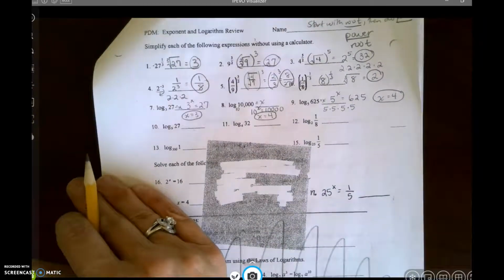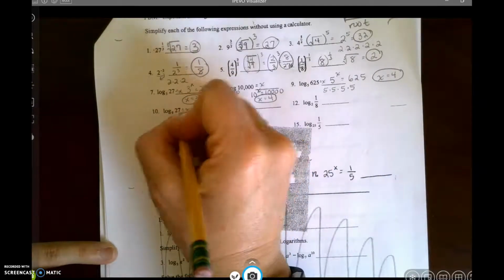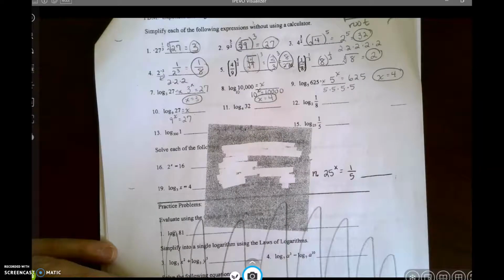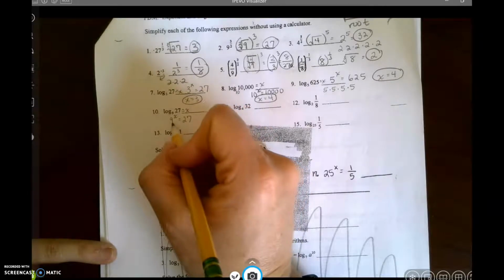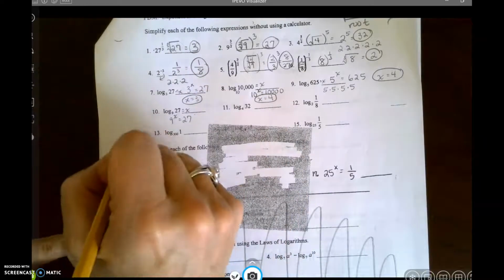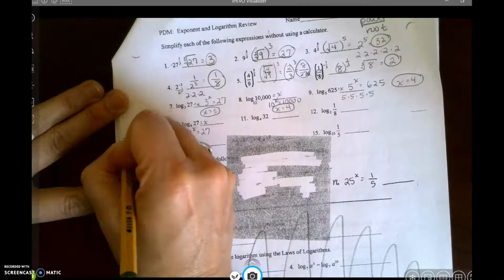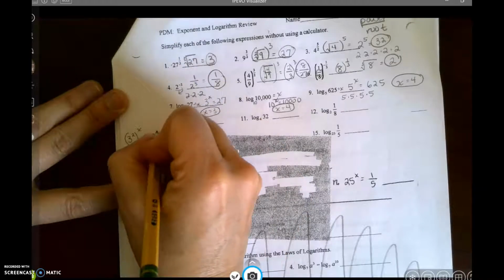Let's go to number 10. Log base 9 of 27 equals x. So I have 9 to the x equals 27. Well, 9 times 9 is already 81. So I know I can't write 27 as a power of 9, which tells me I need to rewrite these with the same base. So I'm going to come over here to the left. I'm going to rewrite the 9 as 3 squared to the x. And I'm going to rewrite the 27 as 3 cubed.